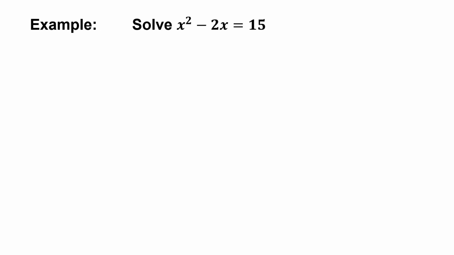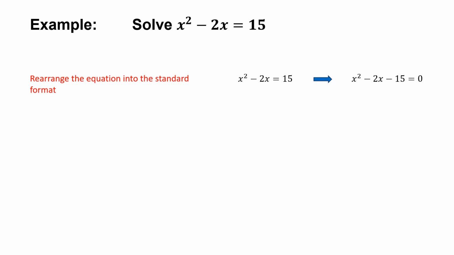I appreciate this has been fairly abstract at this point, so I think it's a good idea to run through an example that has some numbers to help you understand. As I said, the first step: we've got this equation, solve x squared minus 2x equals 15. You can see this hasn't come in the standard quadratic format. So we move the 15 across to the left-hand side by subtracting it, and we get x squared minus 2x minus 15 equals 0. This is now in the format that we can work with.